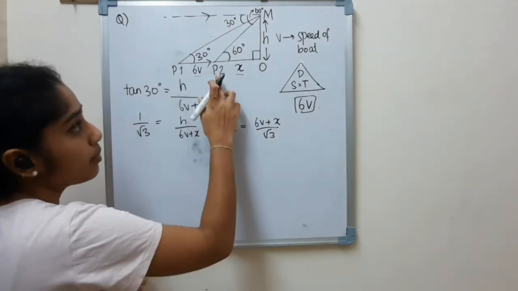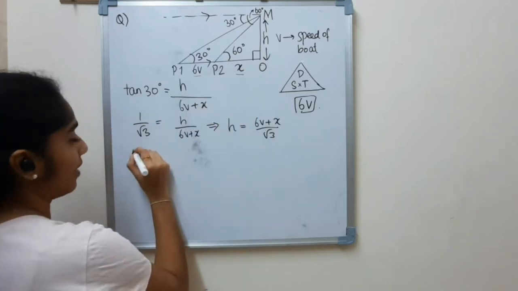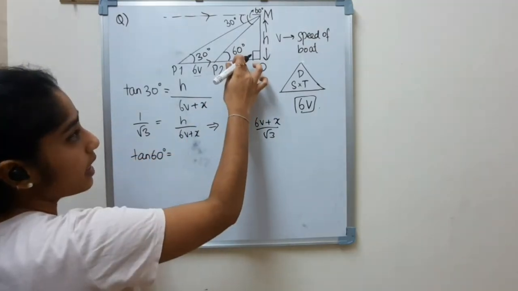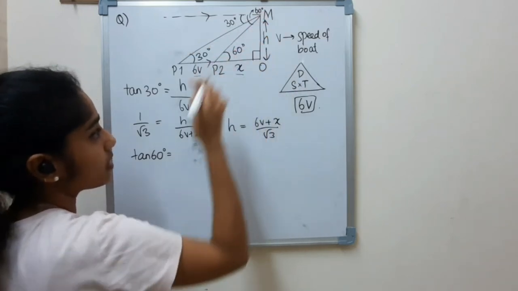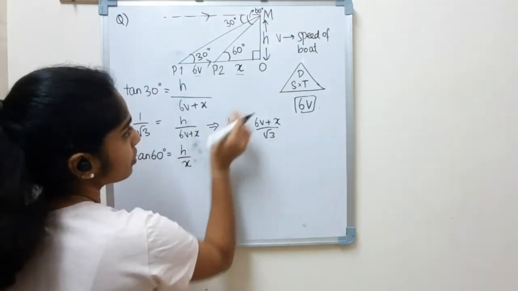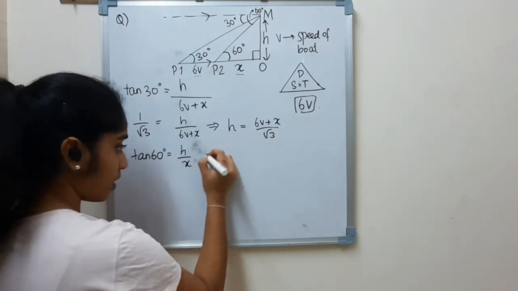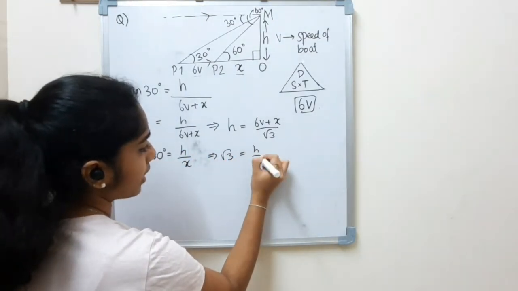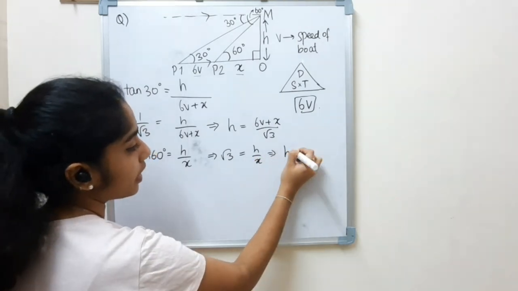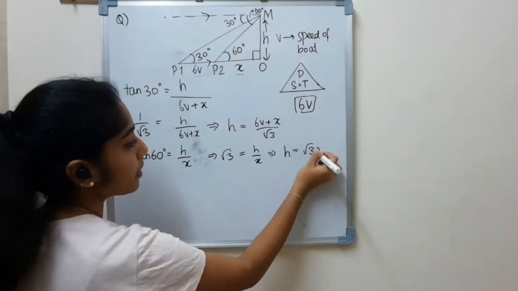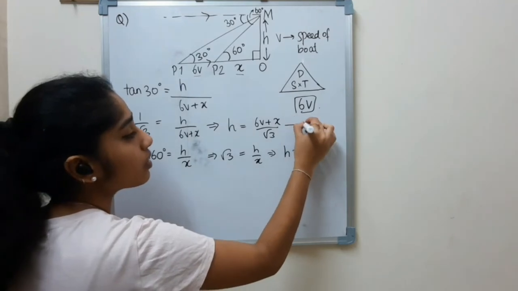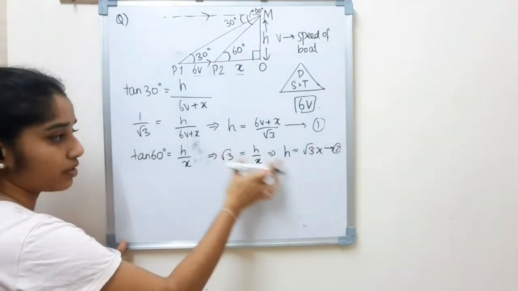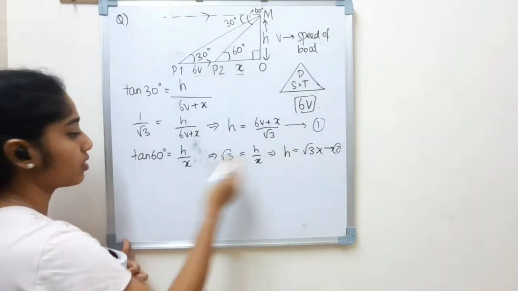Again, in triangle P2MO, you have tan 60 as opposite by adjacent. So that'll be h by x, this distance. Tan 60 is root 3, so root 3 is h by x. Again, you are finding h to eliminate h. Let's take this as 1 and this as 2. Since 1 and 2 are equal, h is equal to something, h is equal to something.